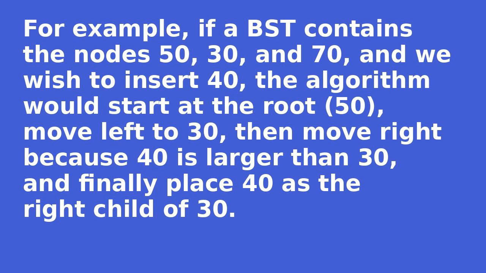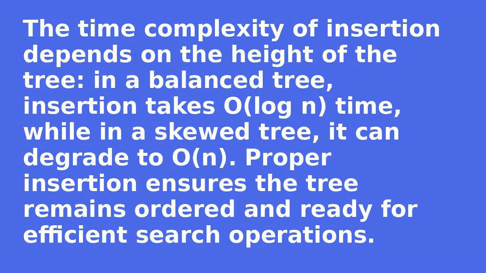The insertion process ensures that the BST property is maintained. For example, if a BST contains the nodes 50, 30, and 70, and we wish to insert 40, the algorithm would start at the root, 50, move left to 30, then move right because 40 is larger than 30, and finally place 40 as the right child of 30. The time complexity of insertion depends on the height of the tree. In a balanced tree, insertion takes O(log n) time, while in a skewed tree, it can degrade to O(n). Proper insertion ensures the tree remains ordered and ready for efficient search operations.